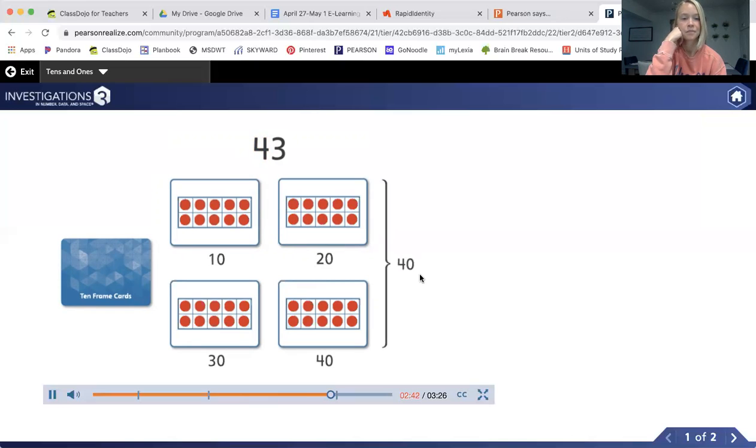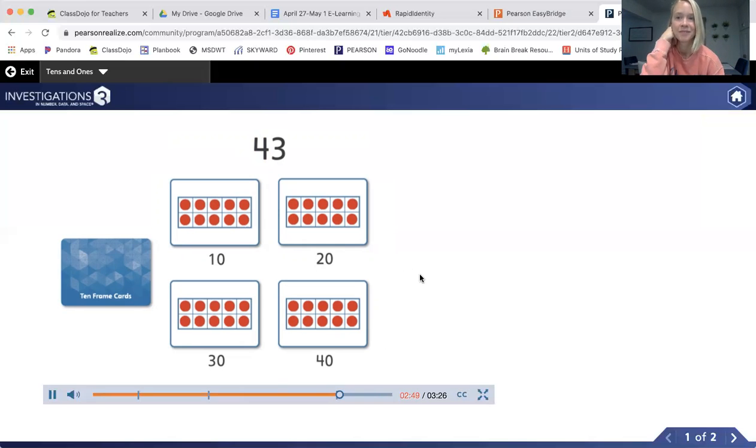There are 40 dots. How many more dots do we need to make 43? Okay, how many more dots do we need to make 43? We have 40. How many more do we need? I think you guys know.